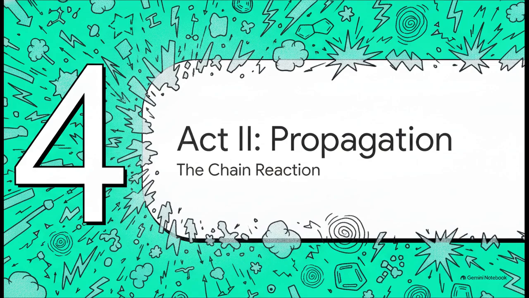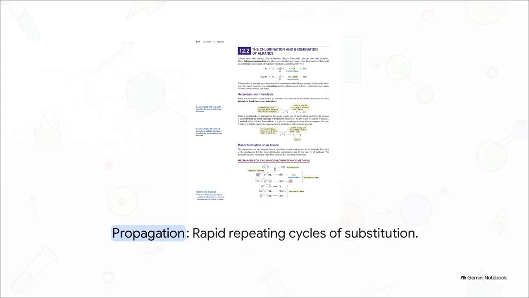Next up is Section 4, Act 2, propagation, the chain reaction. Immediately upon birth, our newly minted radical acts out, entering its chaotic, fast-paced, and honestly pretty destructive life phase. Now, this is where the magic really happens. Notice the rapid-fire chain reaction here.